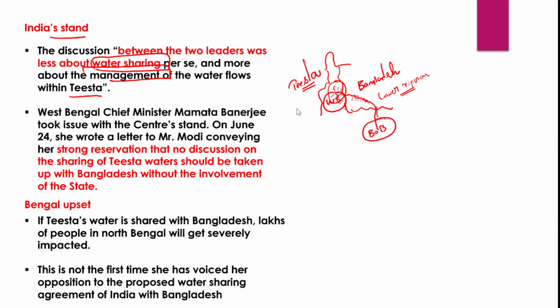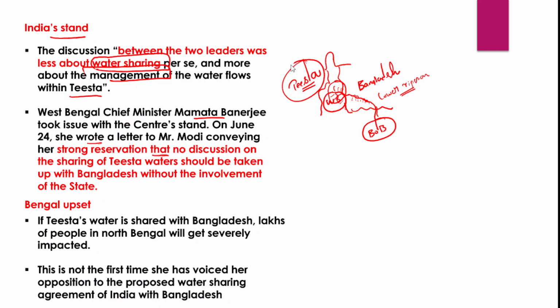So in fact, West Bengal Chief Minister Mamata Banerjee took up with the center this issue of water sharing between India and Bangladesh. She is the Chief Minister of West Bengal, and she took the issue with the center. On June 24, she actually wrote a letter to Prime Minister Narendra Modi conveying strong reservations that no discussion on water sharing between India and Bangladesh should take place without involving West Bengal. So whenever India discusses Teesta water sharing with Bangladesh, West Bengal should also be included as a key stakeholder in the discussions. So that is West Bengal's stand over the Teesta water treaty with Bangladesh.